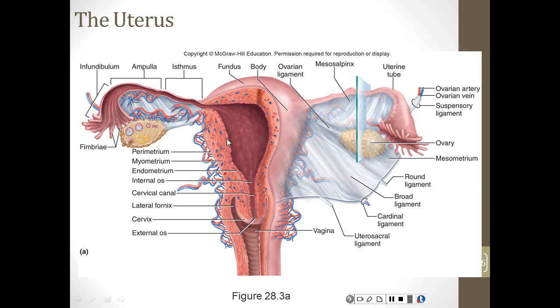Now the spiral arteries, which you see in here, not very well, are very small arteries in the endometrium. They rhythmically constrict and dilate, so they open and close, ensuring that the entire uterus is supplied with blood. Okay?